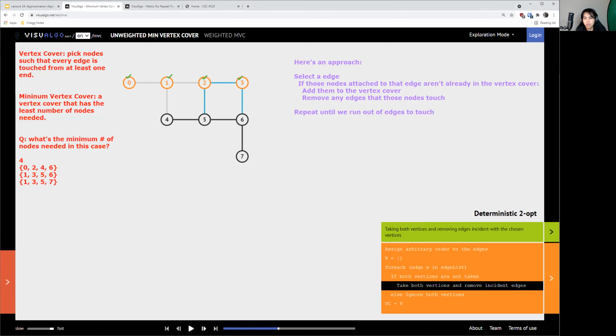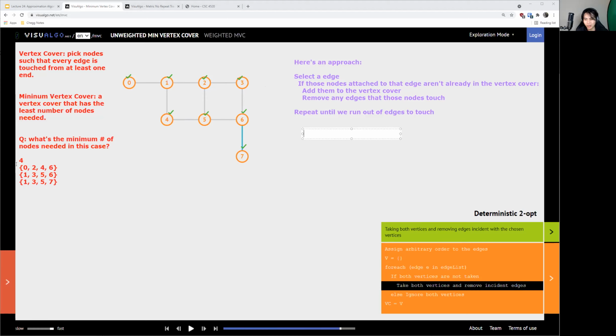Right? If we keep going, we're going to pick 4, 5 next, do the same process. And then finally, 6, 7. Now at this point, we've selected literally all the edges, right? All of these edges got picked. That's not necessarily great.